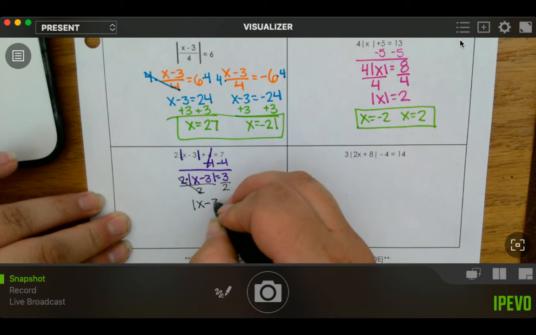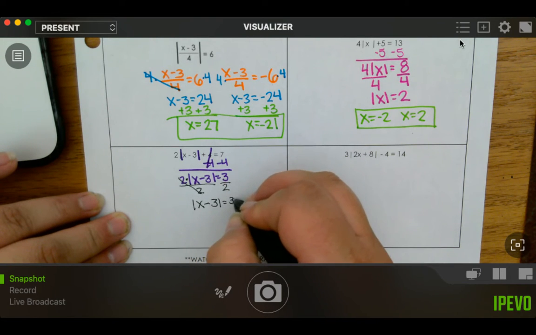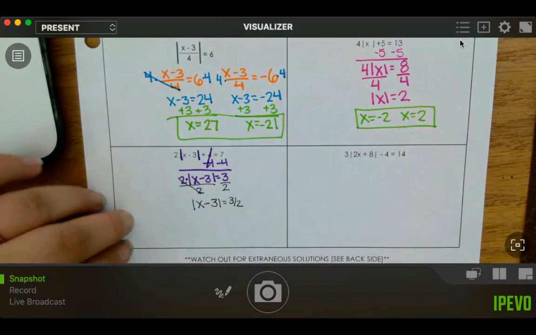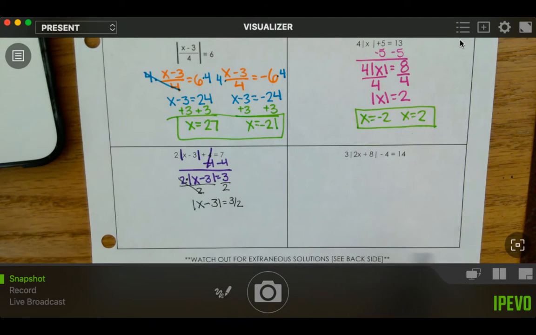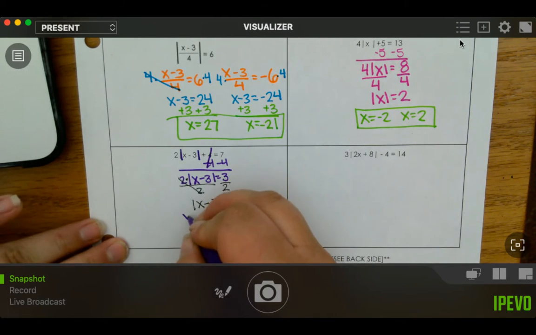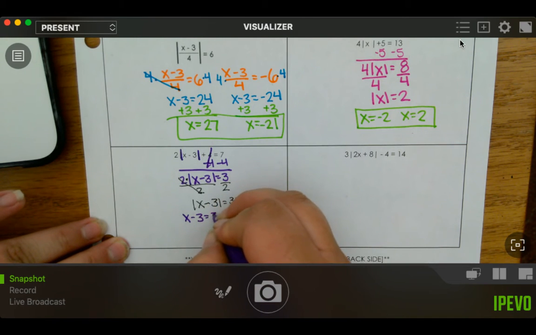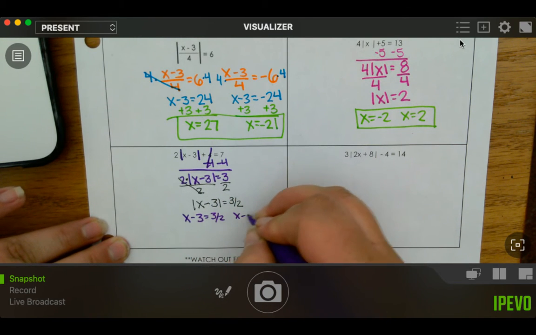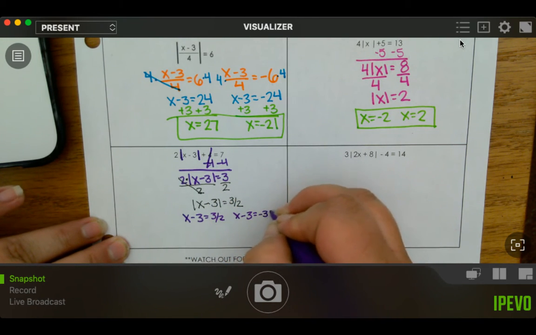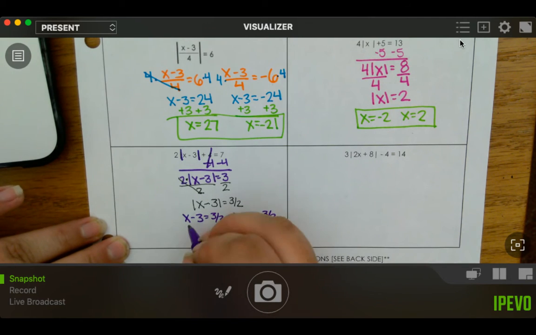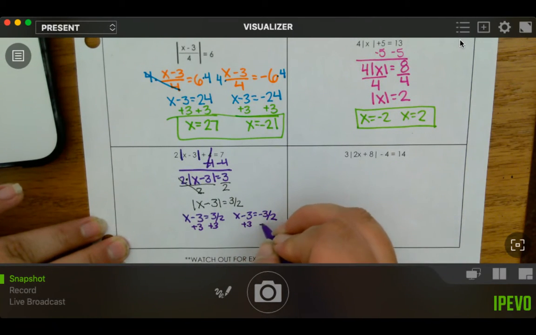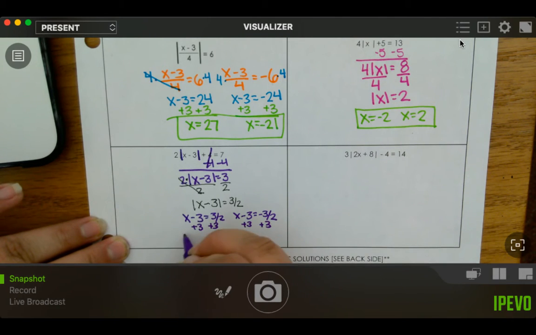Now I have the absolute value of x minus 3 equals 3 halves. That means that x minus 3 can either equal 3 halves or negative 3 halves. And I need to add that 3 to the other side to get x all by itself. That is just regular old solving.